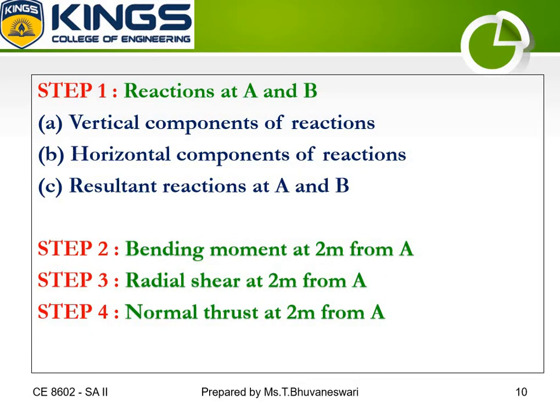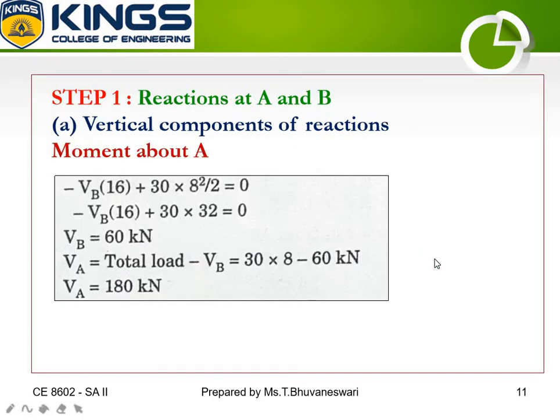is to find out the normal thrust at 2 meter from the support A, which means from the left hand support. We have to find out those bending moment, radial shear and normal thrust from the left hand support. So first we have to find out the vertical components of the reactions. Okay, so the first step, vertical components of the reactions. So for that we have to take the moment about A.